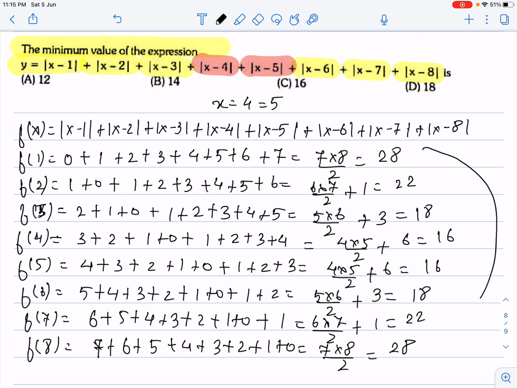So guys, 28 and 28 two times, 22 and 22 two times, 18 and 18 two times, and they are all greater than 16 over here. So the minimum value will be becoming what? 16. So 16 is the right answer for this question.